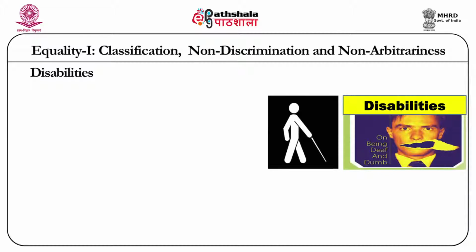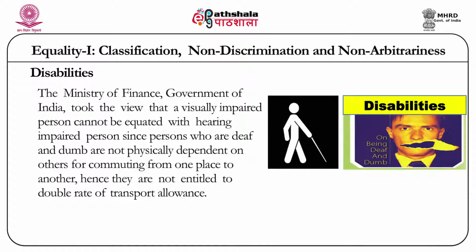One of the instances of such kind is the Ministry of Finance, Government of India took the view that a visually impaired person cannot be equated with hearing impaired person, since persons who are deaf and dumb are not physically dependent on others for commuting from one place to another. Hence, they are not entitled to double rate of transport allowance.